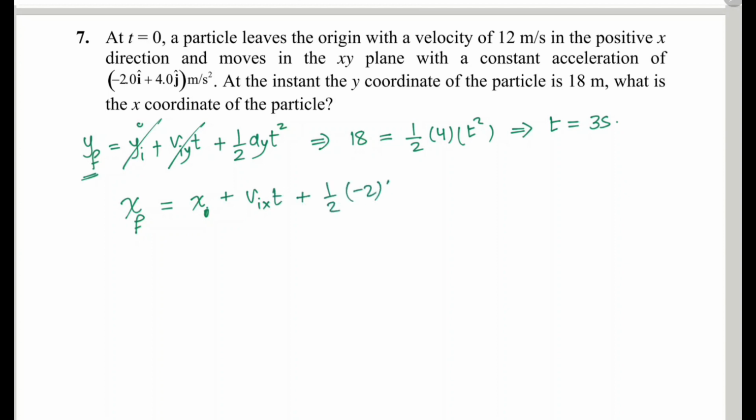Now, the final position on the x-axis equals x initial plus the initial x velocity times t plus half times minus 2 times 3 squared. This is 0 because it starts from the origin, so 12 times 3 minus 9, and in total the final position x equals 27 meters.